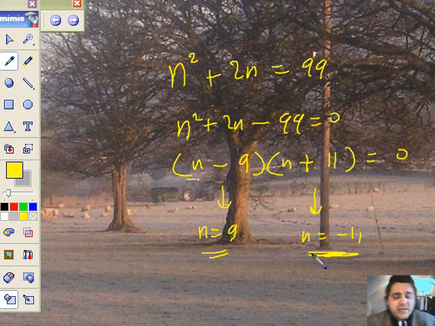Didn't say that Anne can't think of a negative number. It says write down a quadratic equation and solve it to find the two possible numbers that Anne started with. She could have started with 9, or she could have started with minus 11. And that's really, really easy.